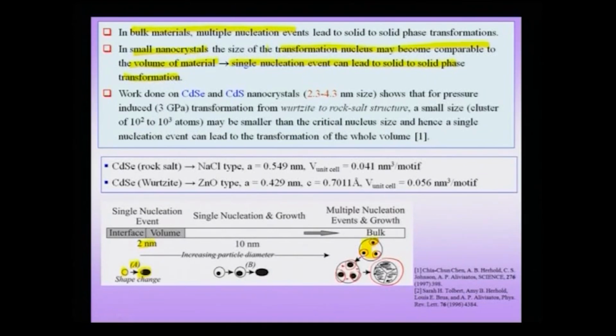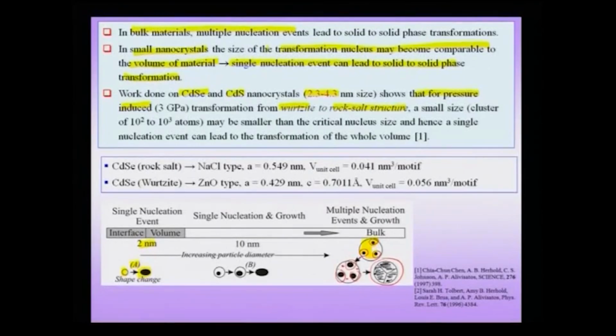There has been some good research work, typically done on materials like CdSe and CdS, which are semiconductors, with a particle size range of 2.3 to 4.3 nanometers, on pressure-induced transformation. Now, this is not the usual heating transformation, but pressure-induced transformation. It is seen for a transformation from the wurtzite to the rock salt structure. Wurtzite happens to be a ZnO type of structure, which is a hexagonal structure which has a and c parameters as given here.